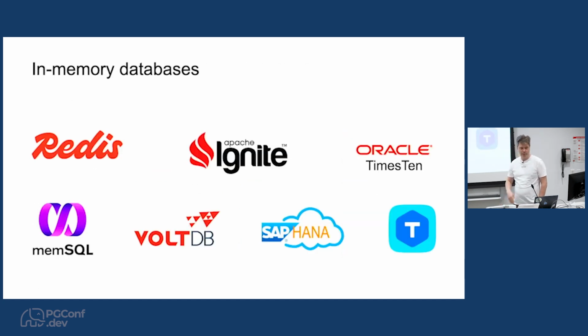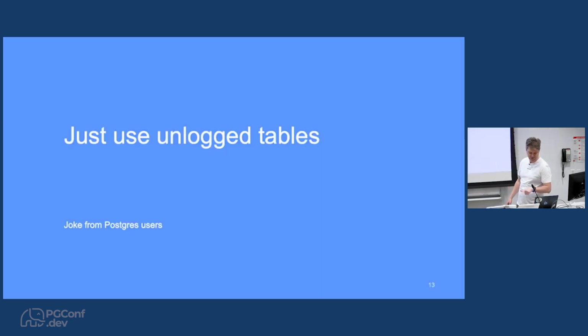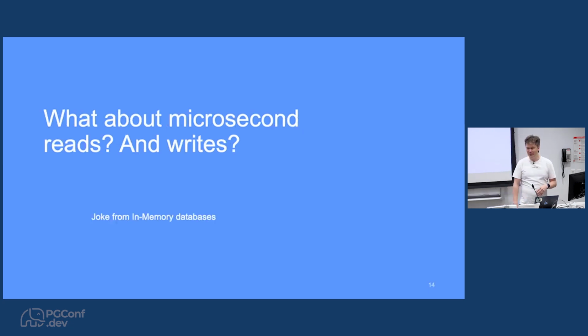So, typical answer of a Postgresist who really loves Postgres to those would be just use unlogged tables. This is again a joke. Unlogged tables make things faster, but they have nothing to do with real in-memory databases. And adepts of in-memory databases will answer you with a joke too, like, can you do a microsecond read? Or can you do a microsecond write? Because this is actually where the border between Postgres and in-memory system goes.